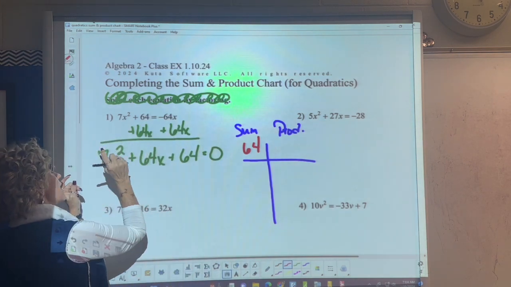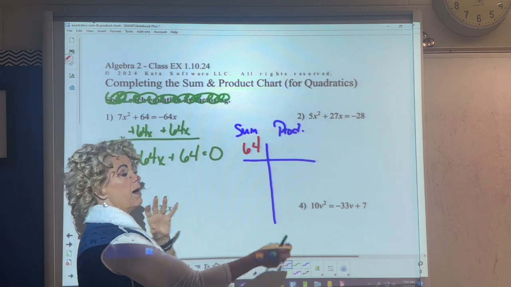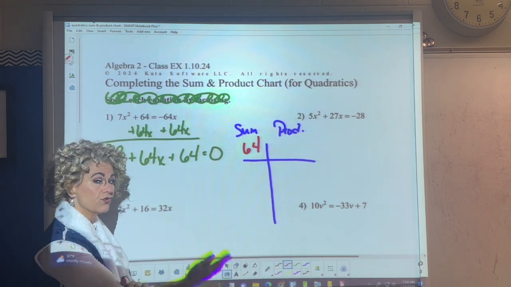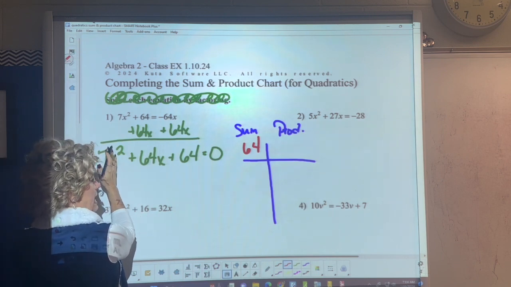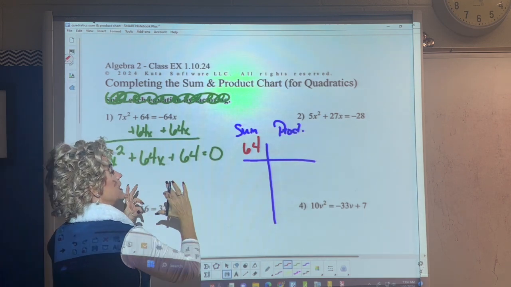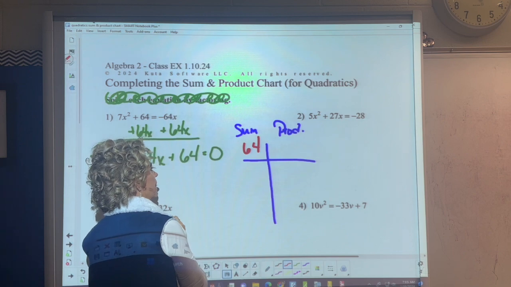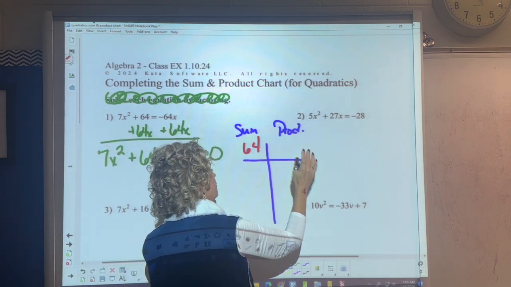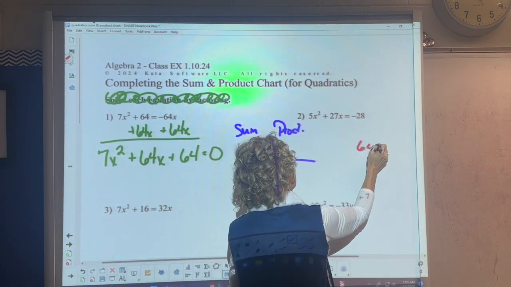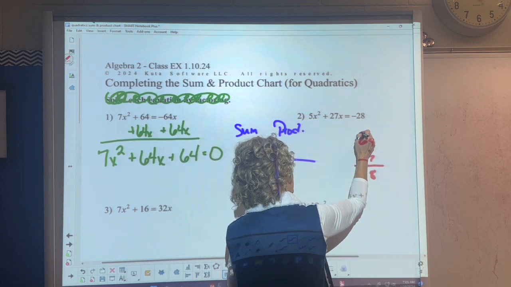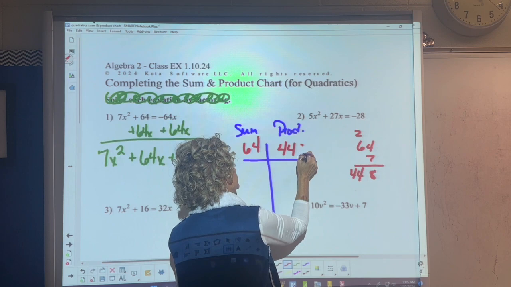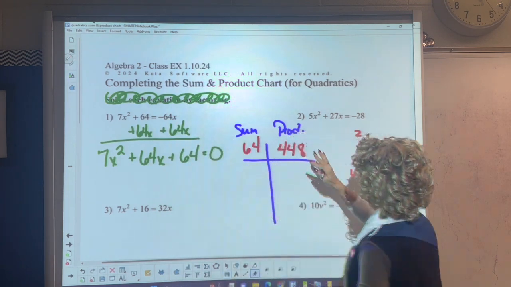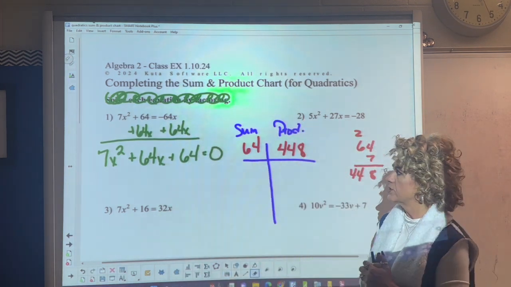is the leading coefficient, the coefficient of my quadratic term, which is 7. My product is going to be my value of A, which is 7, times my value of C, which is 64. So my product is literally 64 times 7. This is 28, 42, 44. So this is 448. So this was exactly what we did yesterday.